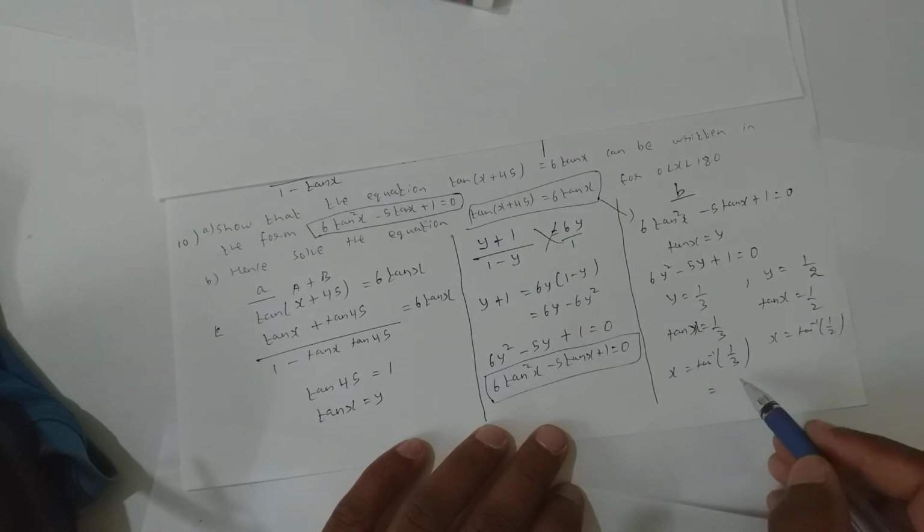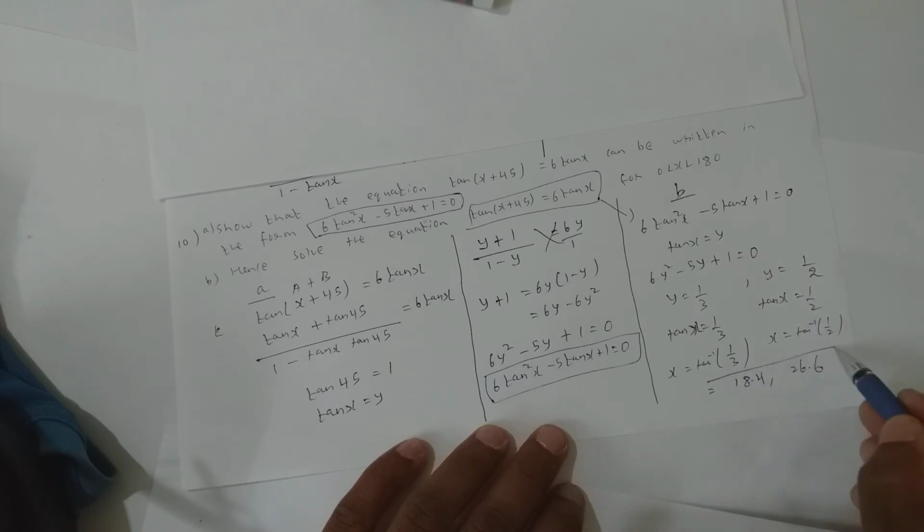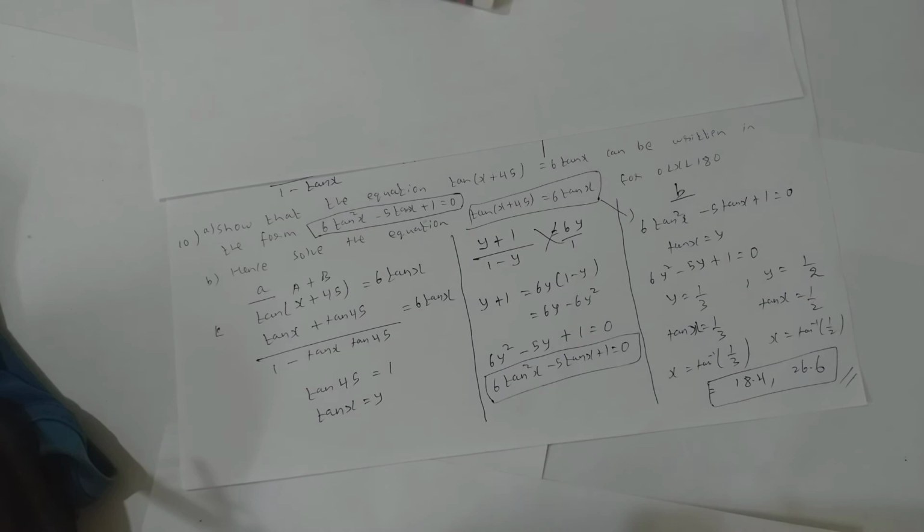So 1 by 3 will give you 18.4 and this gives 26.6. So these are the two values of x in the given range. Our sum is done. Am I clear?